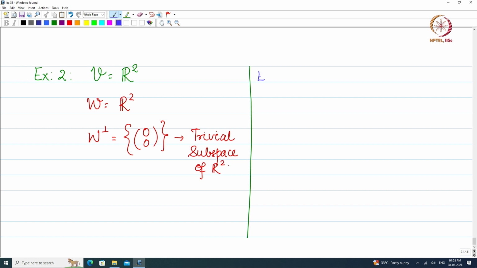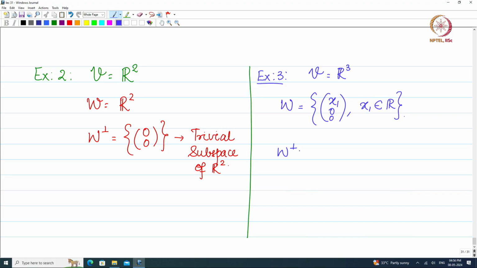Example 3. V is basically R3. W I am going to define as the set of vectors with the first component non-zero and the next two components both 0. That means this is basically along the x1 axis in R3. So the question is, what is the orthogonal complement for this? What is W perpendicular?